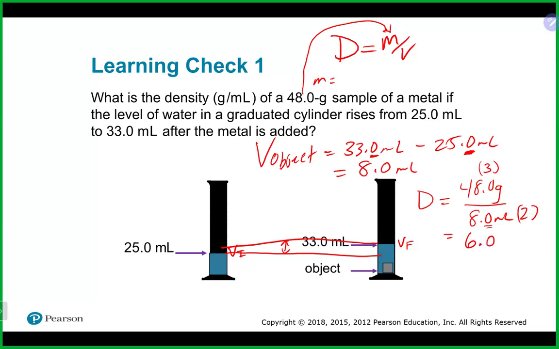Now, in terms of the units, do they cancel? They don't. They should still be there at the end. So it should be 6 grams per milliliter. The number always stays with the grams part, and it's always 1 milliliter or 1 cubic centimeter.